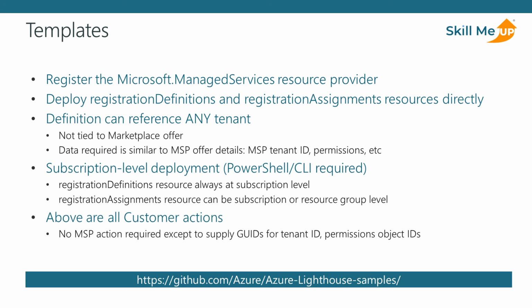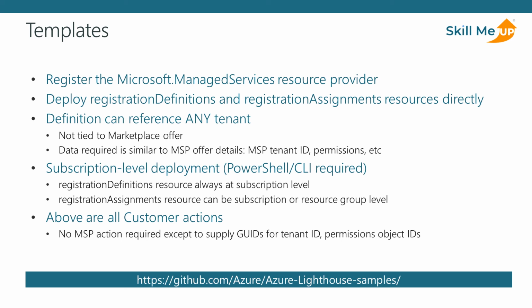The only thing the partner has to do is provide the GUIDs for the tenant ID and the object IDs, such as the users or the groups that the permissions are being granted to. So the MSP provides those details to the customer, but all action, the actual deployment, is on the customer side. There are example templates available in a GitHub repository that the Azure Lighthouse team maintains, and you can see the link at the bottom of the slide.